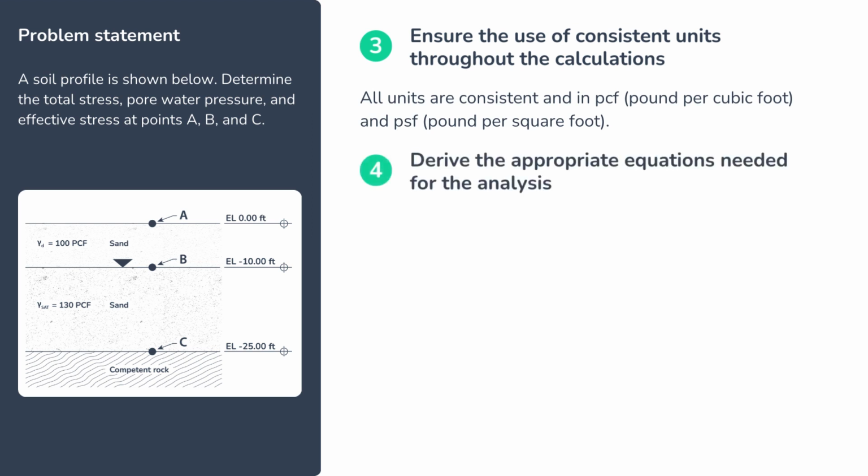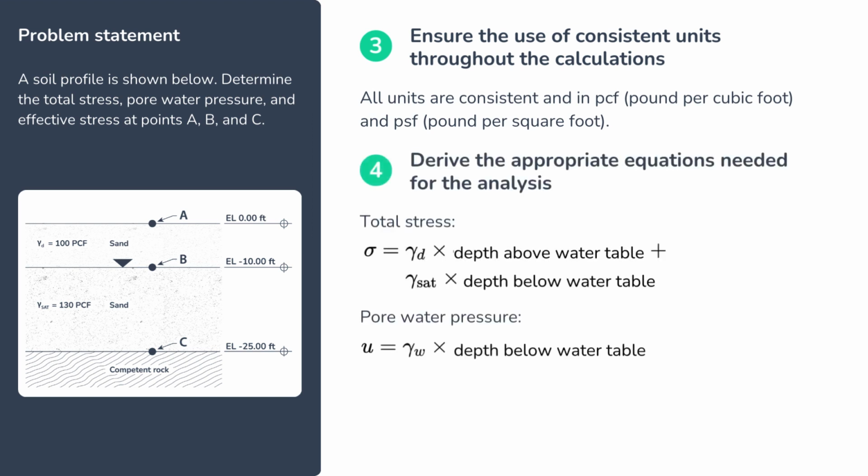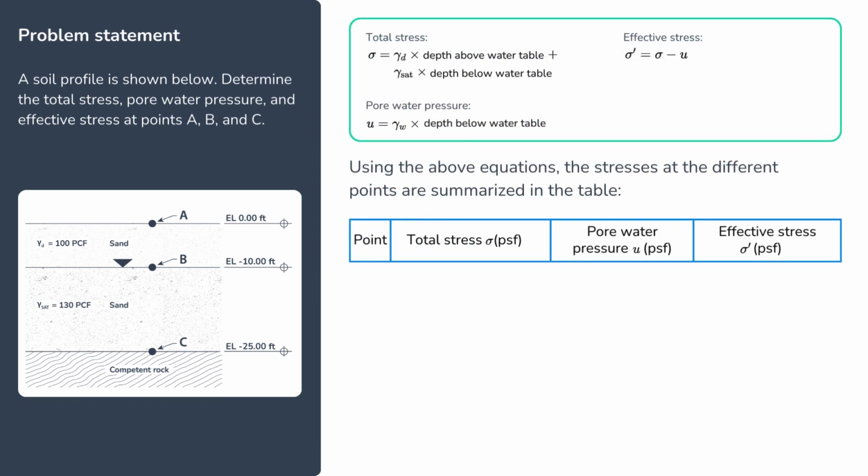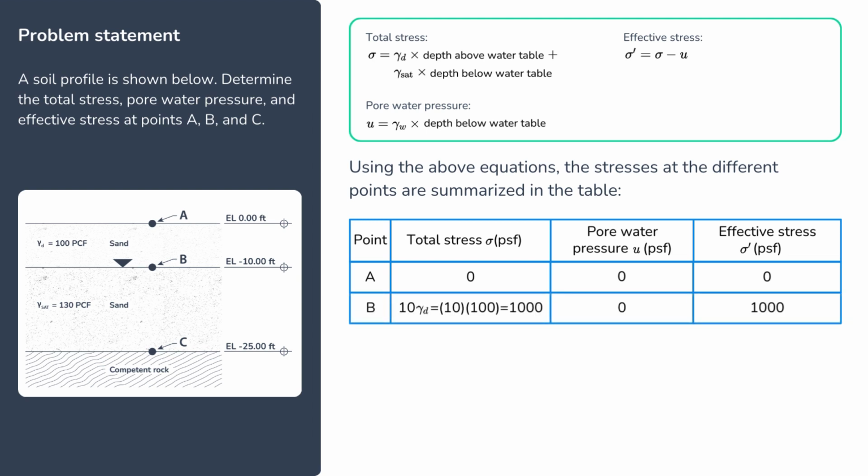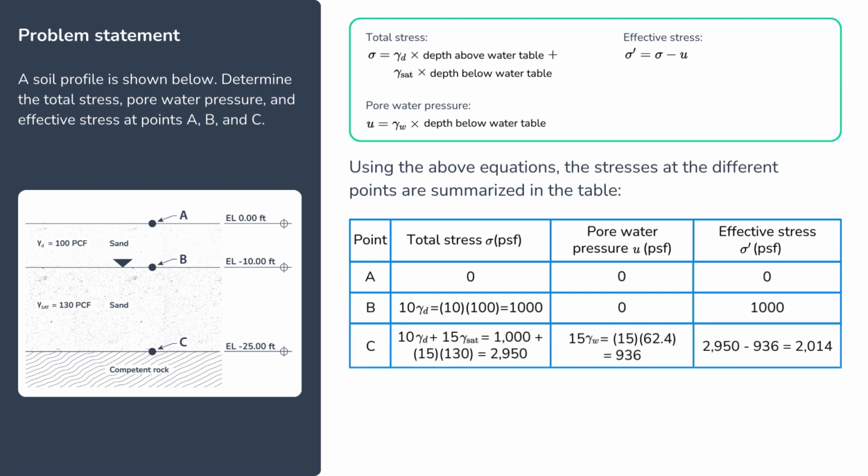Now, using our equations for total stress, pore water pressure, and effective stress, we can perform the calculations for each point. Here's a table summarizing our results. At point A, being at the surface, all stresses are 0. At point B, we only have dry soil above it, so the total stress is due to that dry soil. At point C, we have both dry and saturated soil above, and it's below the water table. Hence, we have pore water pressure as well.